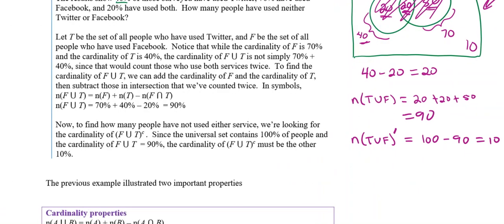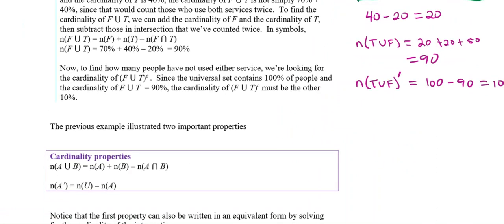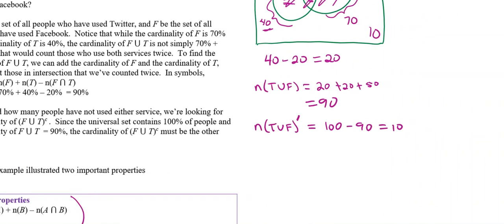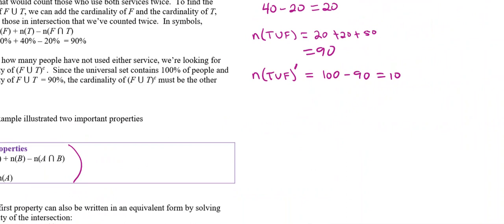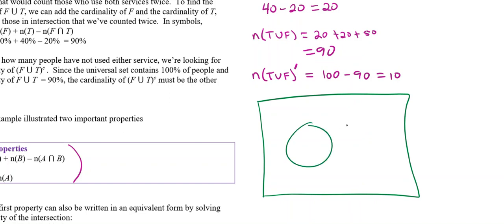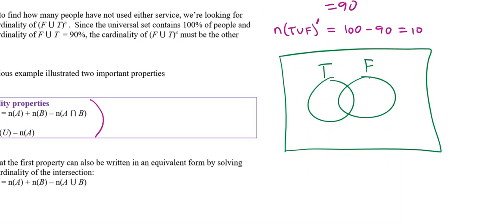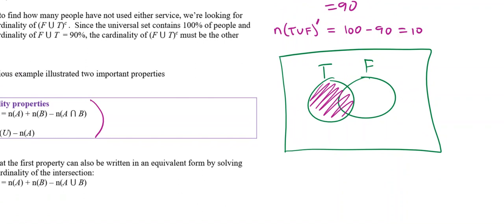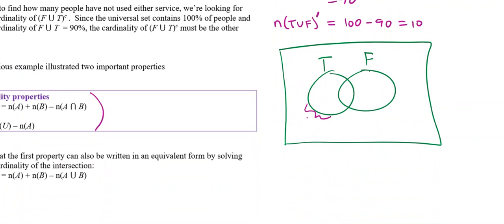There is another way too, and this is on your formula sheet as well. It's written like this, Cardinality Properties, okay? Where we could have solved this thing a little bit differently. I'm just going to sketch it out again here. So another way we could have done this is, what if we had the whole circle, right? Here, I'll write down what that was again too. So that was 40, sorry. And this one was 70.